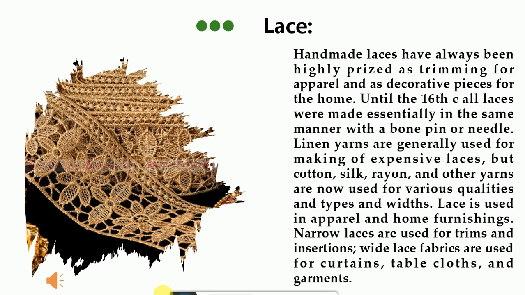Linen yarns are generally used for making of expensive laces, but cotton, silk, rayon, and other yarns are now used for various qualities and types and widths. Lace is used in apparel and home furnishings. Narrow laces are used for trims and insertions. Wide lace fabrics are used for curtains, tablecloths, and garments.